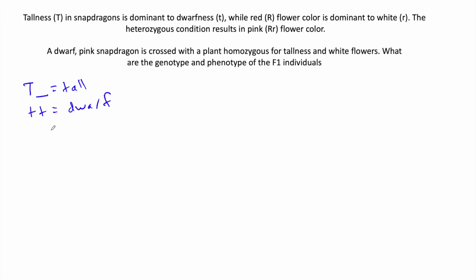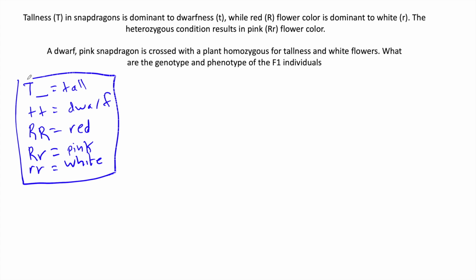Okay, then red is dominant to white, but the heterozygous is pink. Okay, so this is an example of incomplete dominance versus complete dominance. So in this case, 2 big R's is red, 2 little r's is white, but the heterozygote looks halfway between the 2 homozygotes, so halfway between red and white is pink. Okay, so that's incomplete dominance. Okay, but now I made myself a little key.